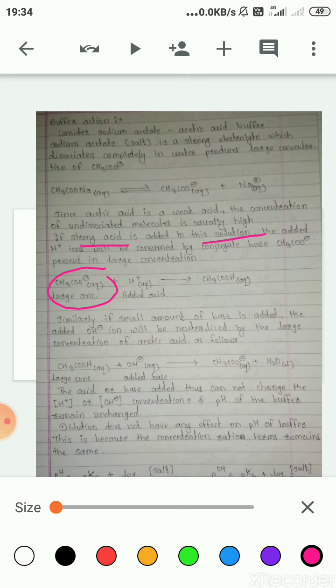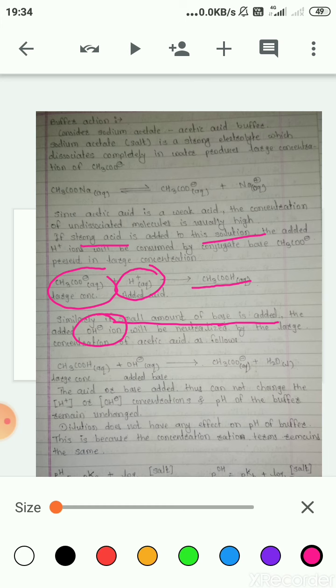H plus ions are consumed by acetate ion and form acetic acid. That means whatever strong acid is added in the solution, the H plus ions given by the acidic solution are neutralized by acetate ion. In the same way, if we add a small amount of base in the solution, the base contains hydroxide ions, that is the OH minus ions.